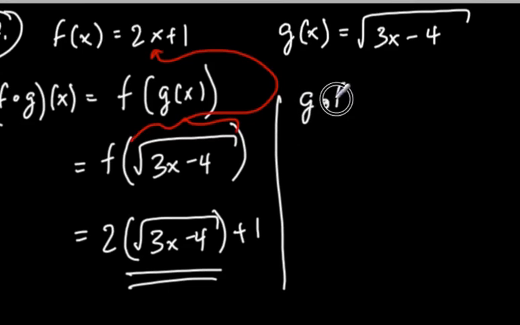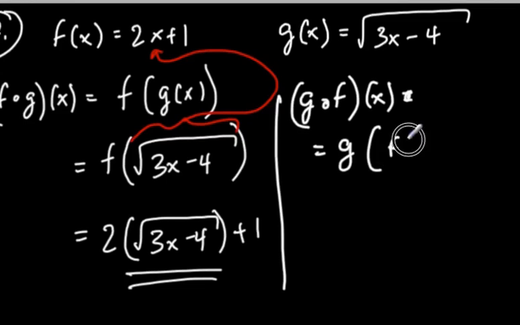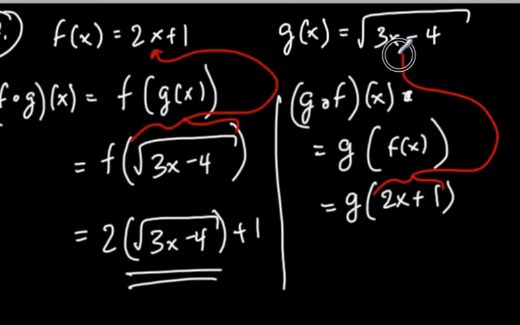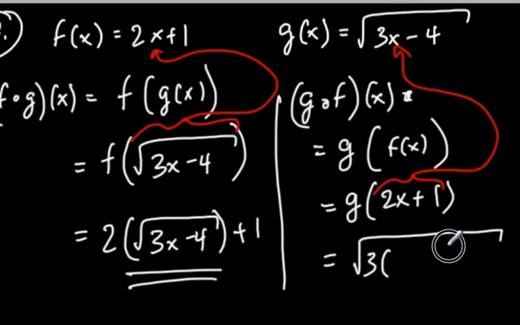Let's do g of f of x, and that is equal to, I'll just do it here. So it's g of f of x, and f of x is 2x plus 1, so it's g of 2x plus 1. And remember, all we're doing is we're taking this argument here, plugging it right into that x over there. And that's simply equal to the square root of 3 of something minus 4, and that something happens to be 2x plus 1.